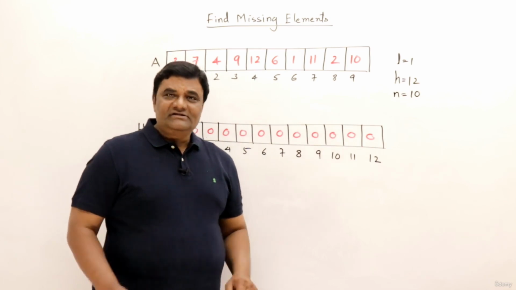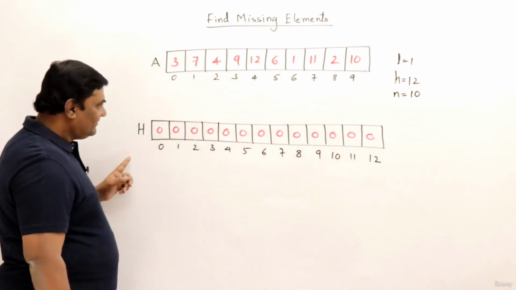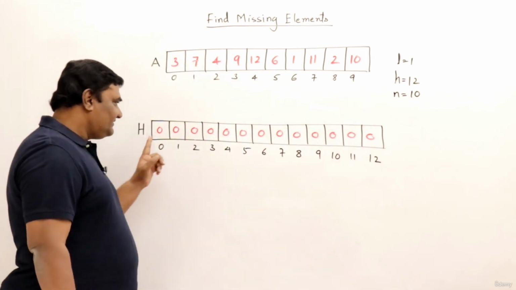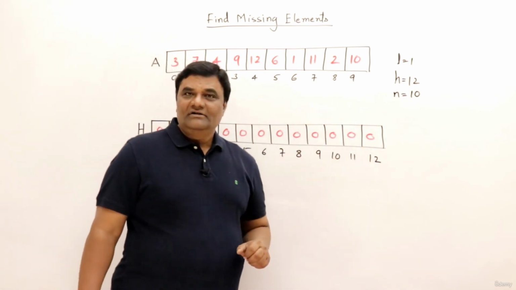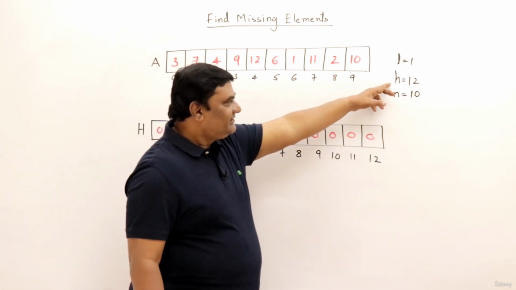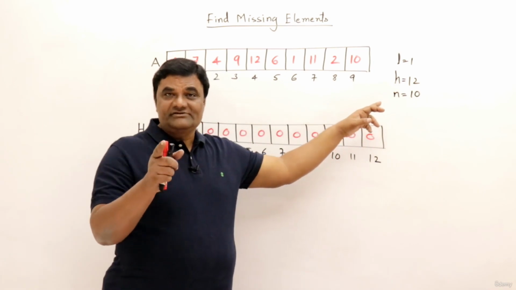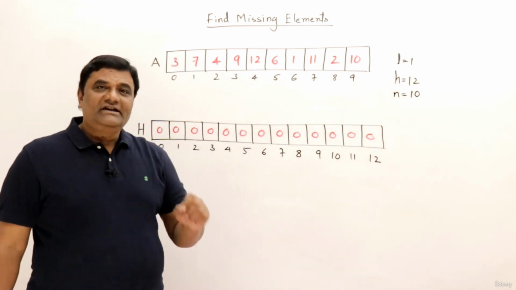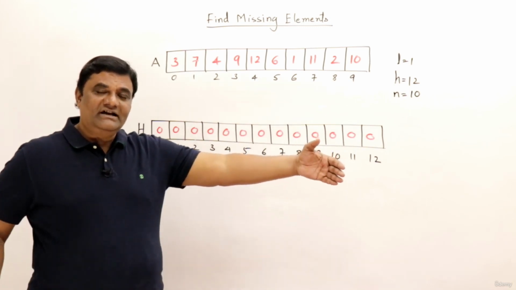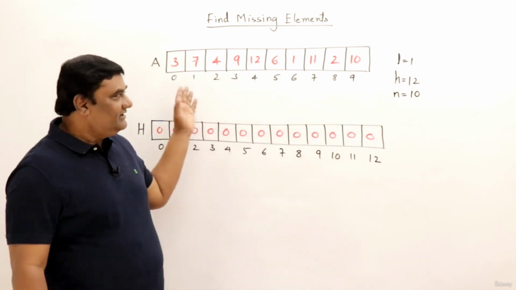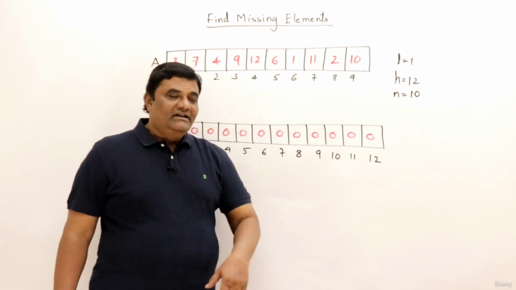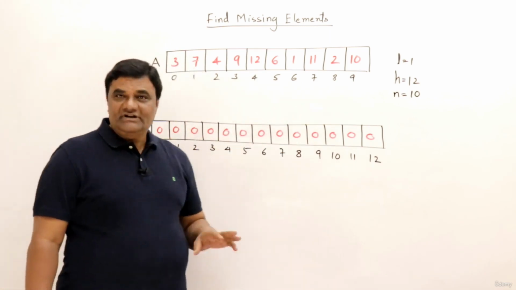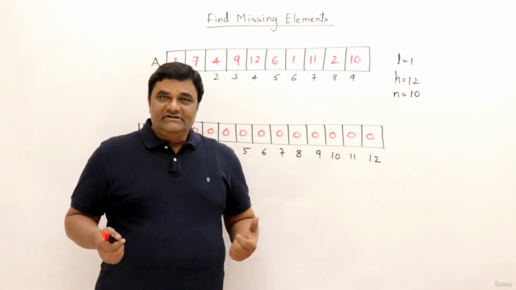Now for making it faster, I have taken an array here, that is array h from 0 to 12. The last index is 12, so the maximum element is 12, so I have taken an array till 12. So first of all, take an array equal to the size of the maximum element you have in the sequence. Then initialize the array with 0. Okay, initialized. Now what to do with this?